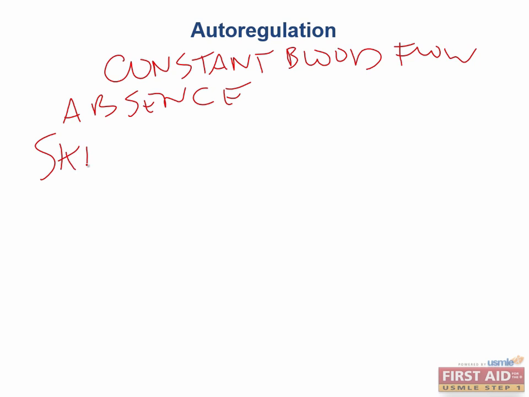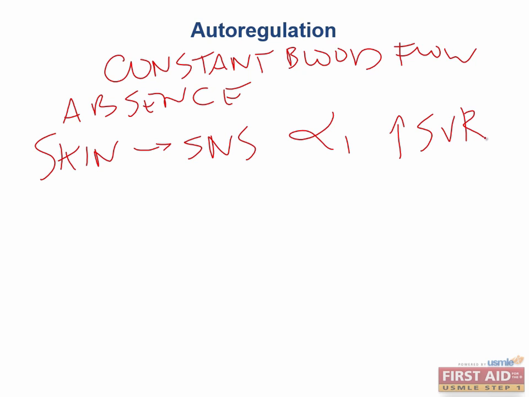One exception is the skin, which is very dependent on the sympathetic nervous system. It has very little autoregulation. It is mostly under control by alpha-1 mediated vasoconstriction. This is how we increase systemic vascular resistance and also shunt blood away from the skin.